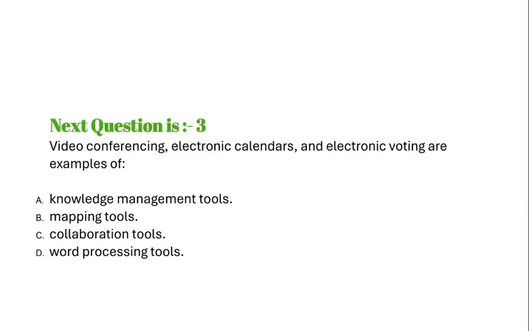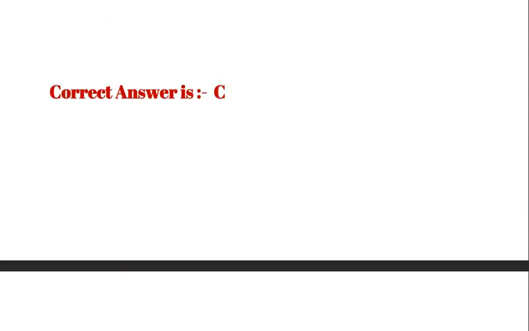Question is, video conferencing, electronic calendars, and electronic voting are examples of option A, knowledge management tools. Option B, mapping tools. Option C, collaboration tools. Option D, word processing tools. Correct answer is option C.